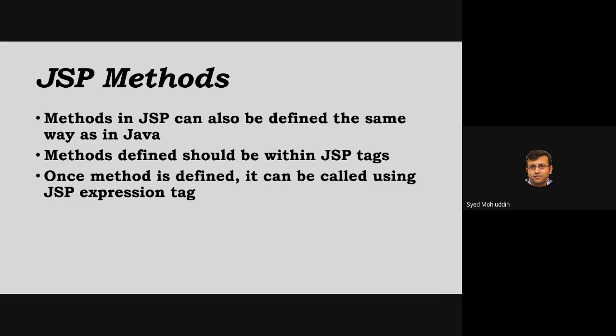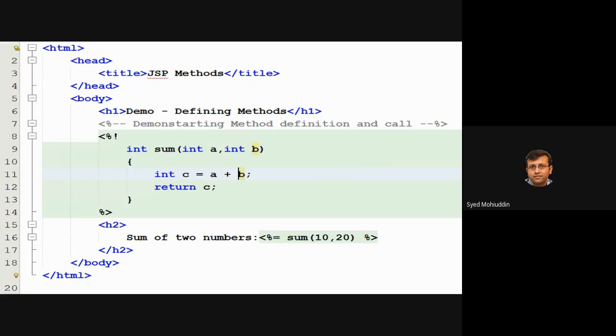Let us try to see the sample JSP program by defining a method as well as calling that method. Now here you can observe that from the top, we have the HTML tags followed by a comment tag, and then this is the declaration. We have defined the method within the declaration itself. There is no hard rule that you have to use the declaration tag itself.